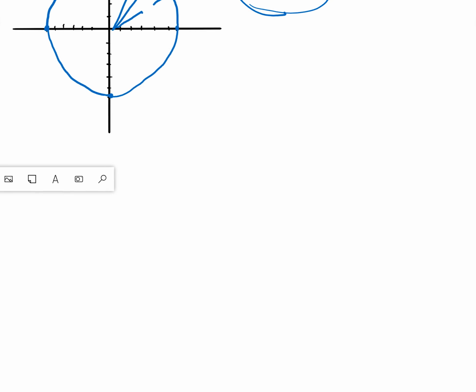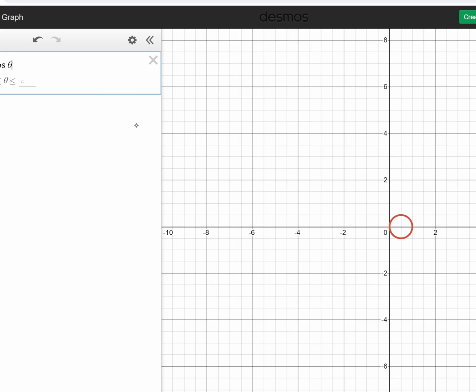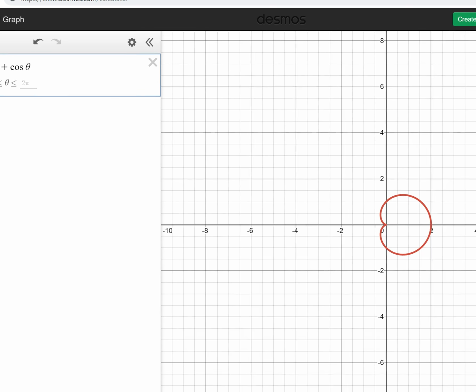But there's some other really cool ones, and I'm actually just going to show you these on Desmos right now, and then I'll show you how to do them on your calculator. So let's look at something like r equals 1 plus cosine of theta. I'm in Desmos, and I'm just going to graph something like this. This is called a cardioid, and it's kind of cool. Whoops, let me make that so you can actually see it.